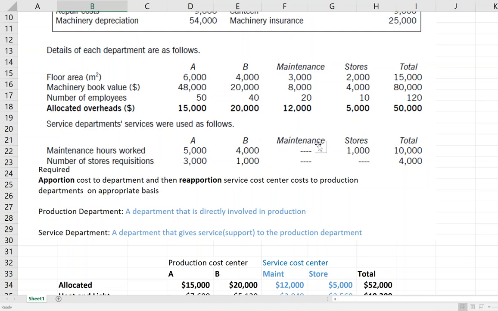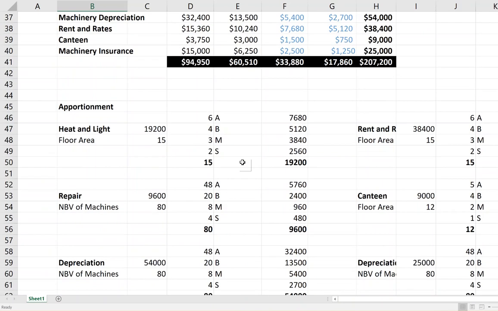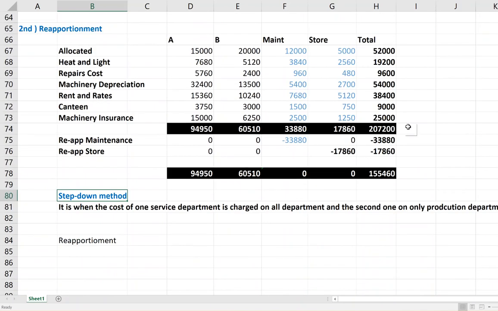So the best thing to do is to take maintenance, divide it on all departments, and then take store and divide it by production departments. This is called the step-down method. The step-down method is when we take one department and divide it on all departments, and we take the second one and divide it only on production departments.